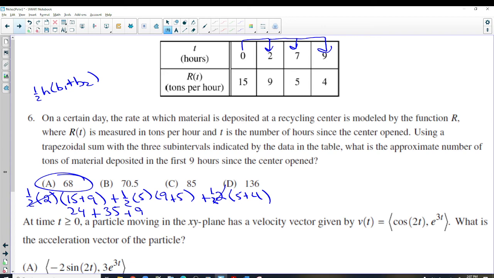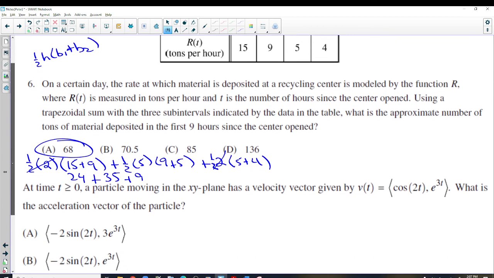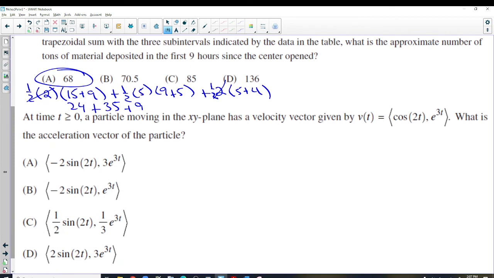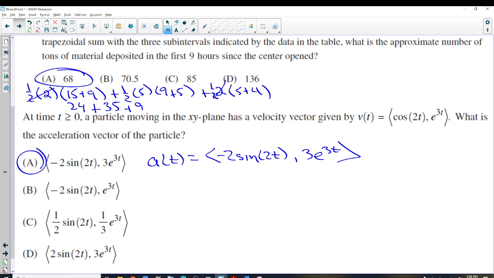At time t greater than or equal to 0, a particle moving in the xy plane has a velocity vector given by that. What is the acceleration vector of the particle? Hopefully we can handle this one. Just got to remember the chain rule. So negative 2 sine of 2t and 3e to the 3t. So this is more testing your ability to take a derivative than actually working with vectors. Hopefully that's a slam dunk for you.